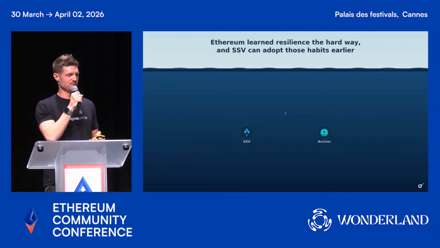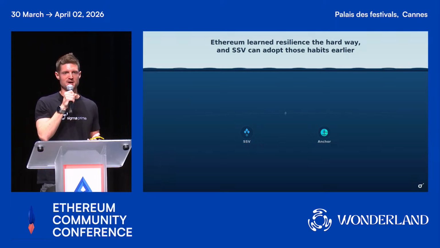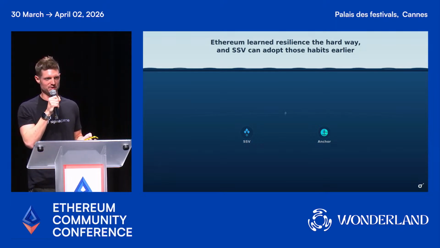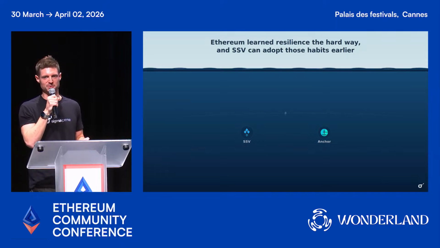Also, Ethereum learned resilience the hard way, as I mentioned, and I just want to say SSV can adopt those habits a bit earlier. With the hard forks over time, Ethereum came up with the consensus specs and all the DevNet interops that they do, based off of learning the hard way. It was very tedious times, and I'm sure they went through a lot of struggle. With multiple client implementations, it becomes very important for a protocol like SSV to do the same as well.